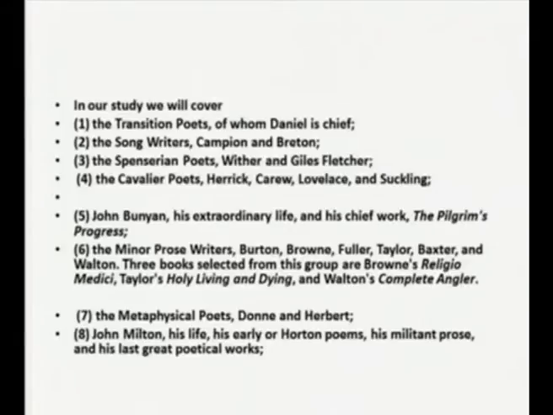So, in our study therefore, what we are going to cover today is the transition poets, of whom Daniel is the chief, then the songwriters Campion and Breton, then the Spenserian poets Wither and Giles Fletcher, the Cavalier poets Herrick, Carew, Lovelace, Suckling, John Bunyan, his extraordinary life and his chief work, The Pilgrim's Progress, minor prose writers, then metaphysical poets Donne and Herbert, and John Milton, his life, his early poems, his militant prose and his last great poetical work. So, this is what we will cover today in this lecture.